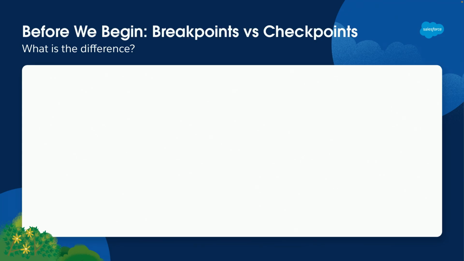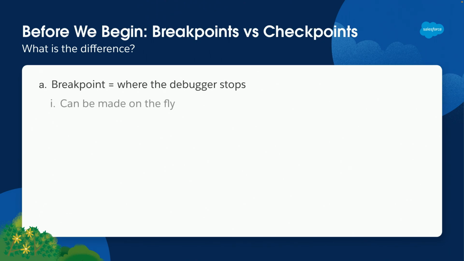But before we begin, I wanted to talk a little bit about breakpoints and checkpoints, because this is unique to debugging in the IDE and debugging with your Salesforce org. So what is the difference between these? A breakpoint is where the debugger stops. This is where you want the debugger to stop and show you everything that's going on at that point in your code, at that point in the transaction.